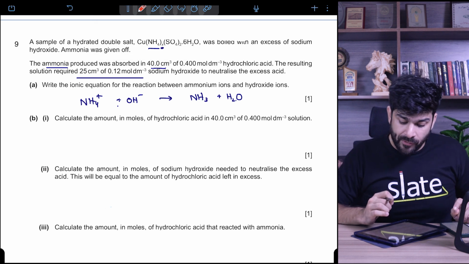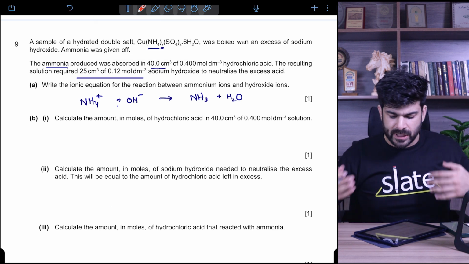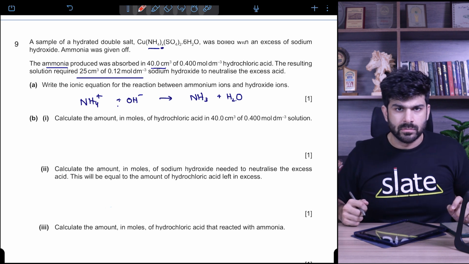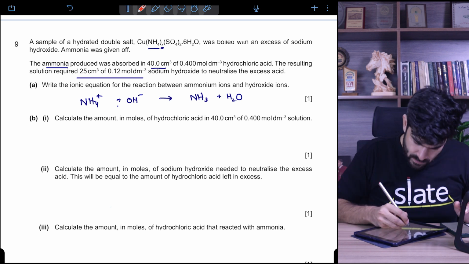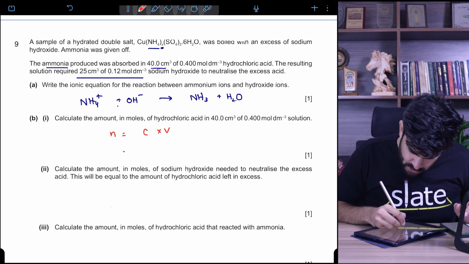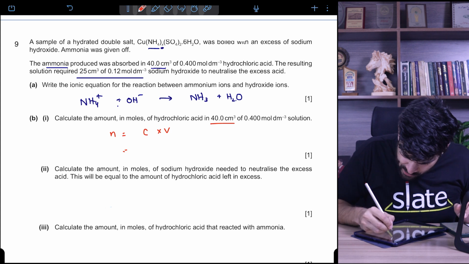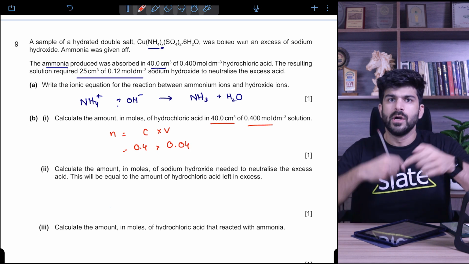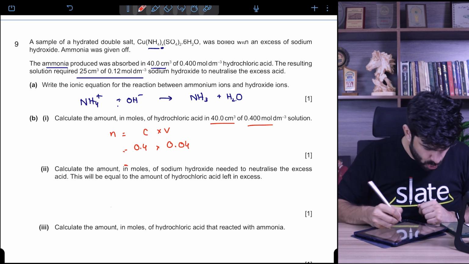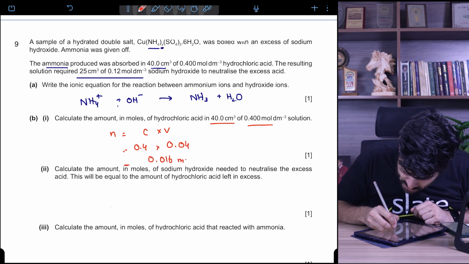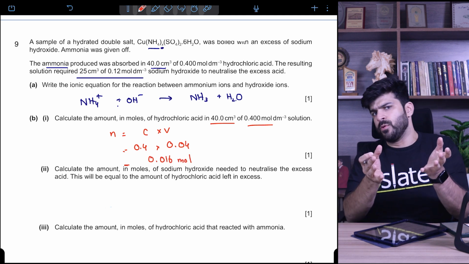Calculate the amount in moles of hydrochloric acid present in 40 centimeter cube of 0.4 mole per dm³ of solution. Simple. n equals C into V. So how do we calculate? We have the volume, we have the concentration. So 0.4 into 0.04, I have divided it by 1000 to make it decimeter cube. So the answer would be somewhere around 0.016 moles. This is a given value.